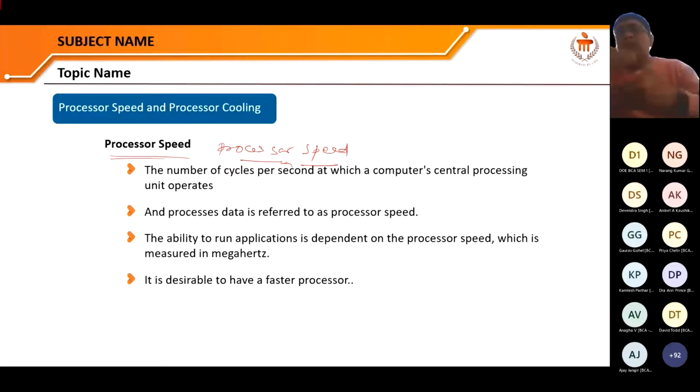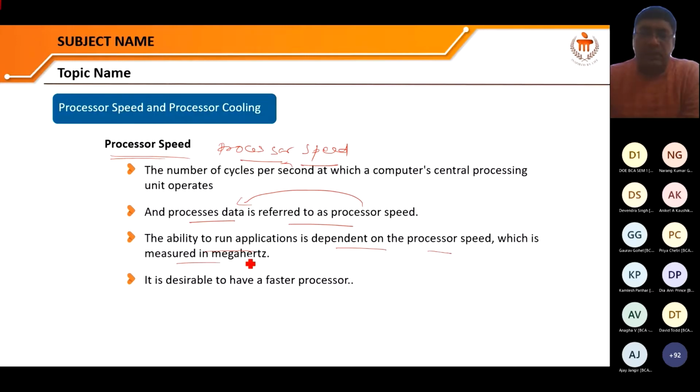And another one is that the processor's data handling refers to the processor speed. If we have a good processor speed, it can process multiple data. The ability to run applications depends on the processor speed, which is measured in megahertz and gigahertz. So applications also depend on it, how they perform and how they run.